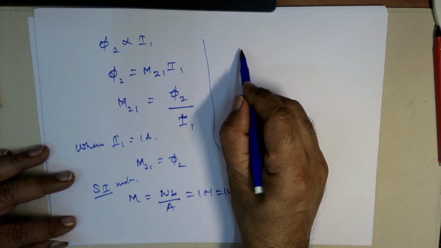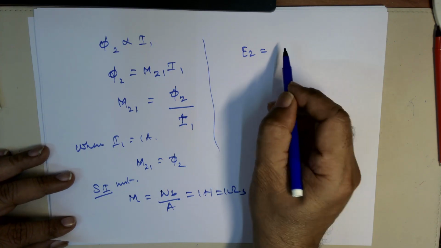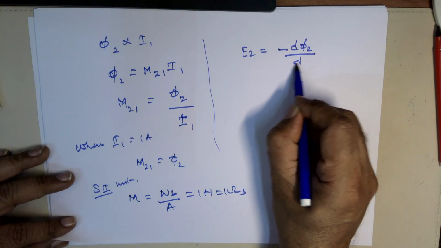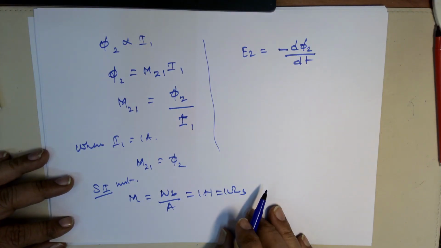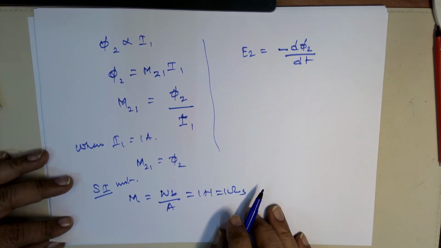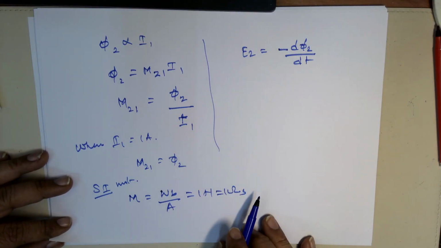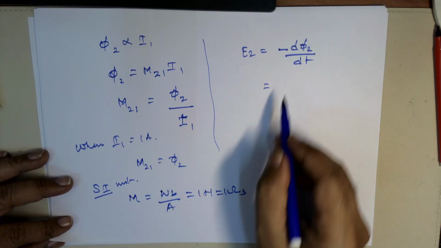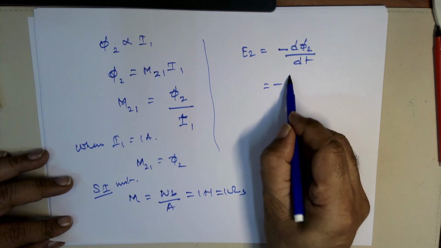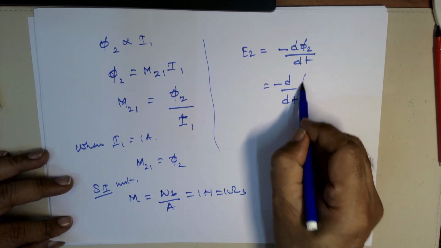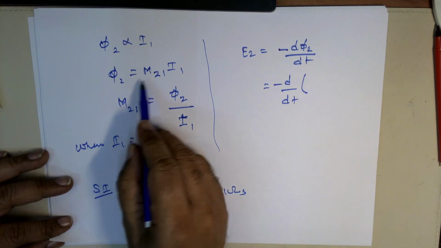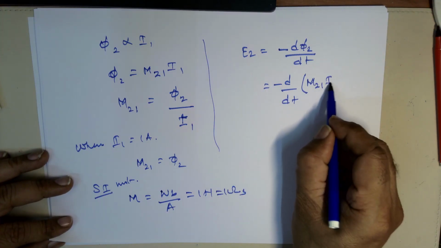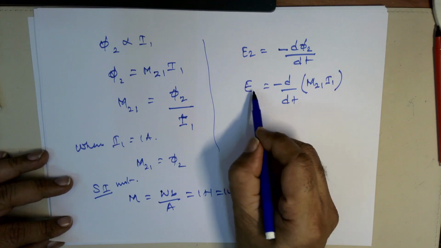Similarly, we can have the E2 also. So E2 will be what? So let us derive d phi 2 divided by dt. This is the induced EMF. And this induced EMF is equal to minus d divided by dt of, instead of phi 2, you can take M21 I1. So minus d by dt of M21 I1 is equal to E2.